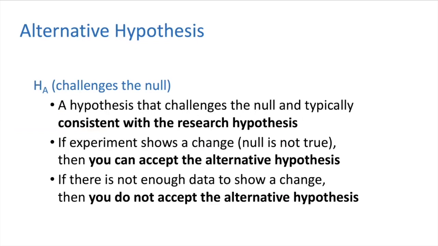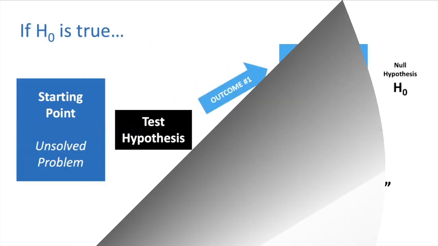Now, the language you use around an alternative hypothesis. If experiments show a change, the null is not true, then you can accept the alternative hypothesis. If there's not enough data to show a change, then you do not accept the alternative hypothesis.